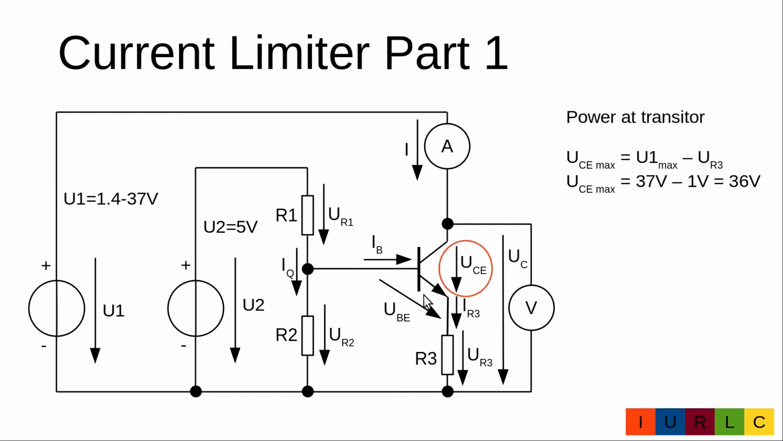Finally, we have to ensure that the maximum power at the transistor is not exceeding the maximum allowed power dissipation. First, we calculate the maximum collector emitter voltage. It is the maximum collector voltage minus the voltage at the current sense resistor R3. It is 37 volt minus 1 volt, which is 36 volt. Now we calculate the power in the transistor. It's the maximum collector emitter voltage multiplied with the current through the transistor. It's 36 volt multiplied with 10 milliamp, which is 360 milliwatt.